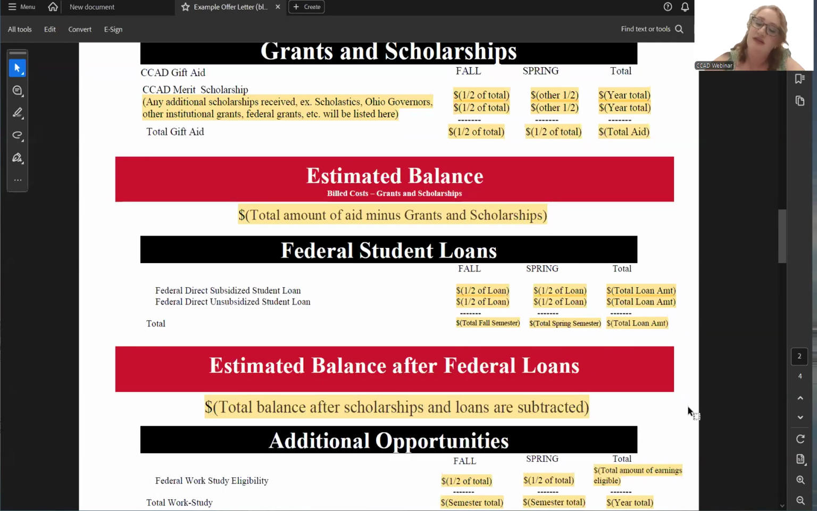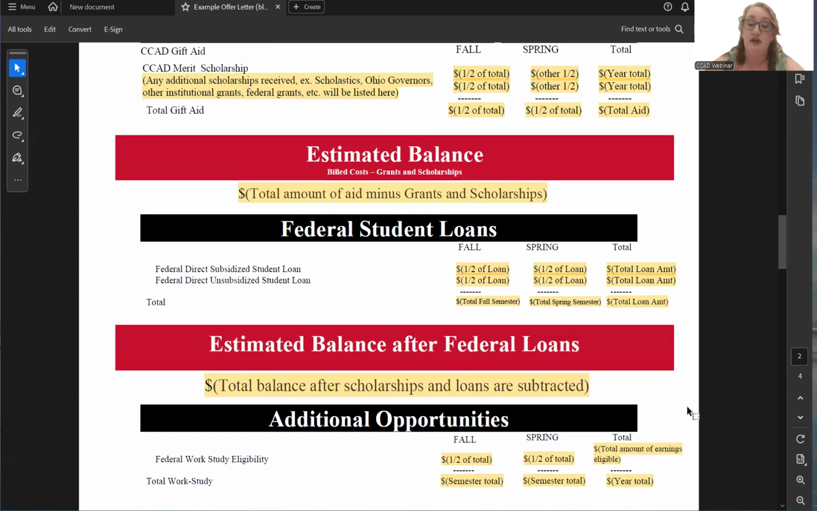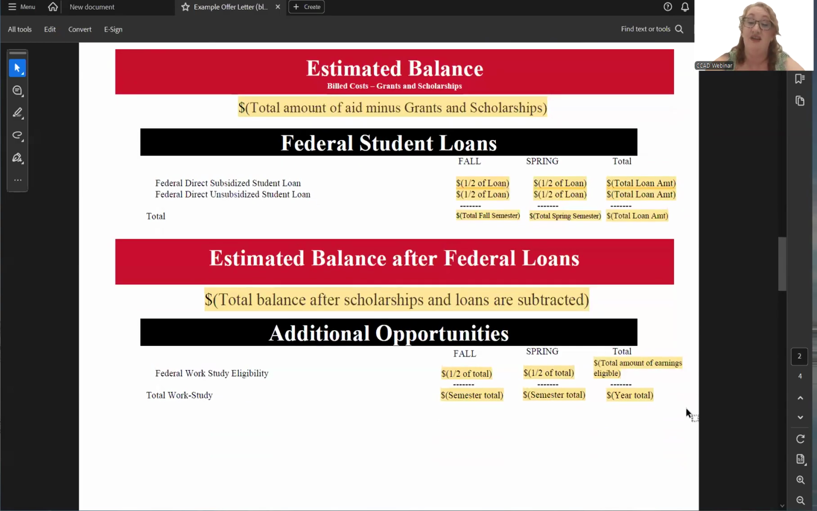Now, before we go on to the next page, I want to mention one other opportunity that a lot of students, not all, but a lot of students will be offered.